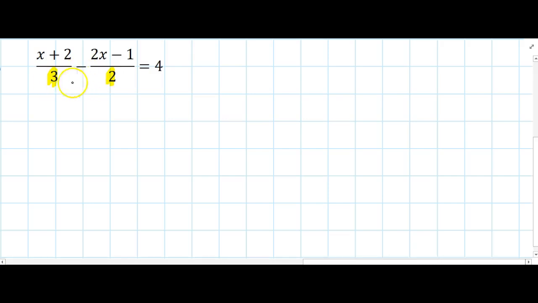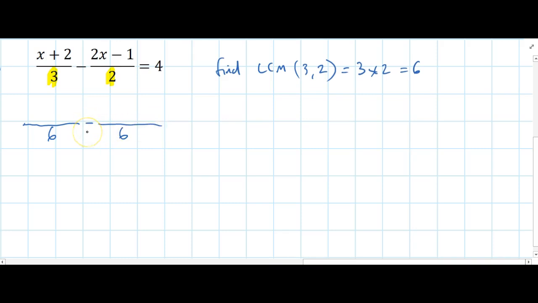The way we do that is we find a common multiple of the bottom two. So find the lowest common multiple of 2 and 3. And the way you do that, finding a common multiple is easy. Just multiply them together, and that will give us 6. So I'm going to turn these fractions into fractions over 6, with a takeaway in the middle.